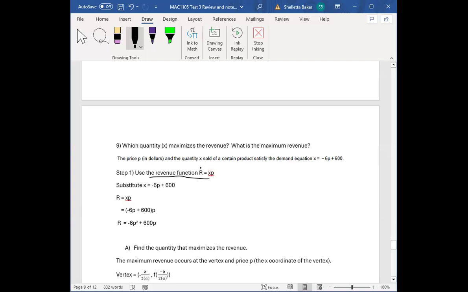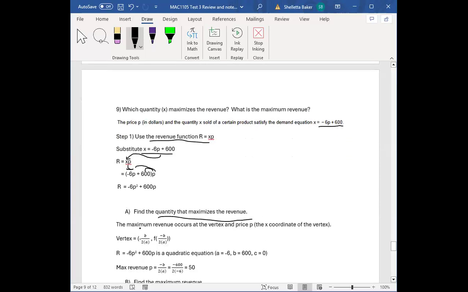When we're converting that revenue function, R, it equals x times p. Here's our value for x, negative 6p plus 600. We're given that value, so we will substitute this expression for x back into our revenue function. Right here where x is, we substitute negative 6p plus 600, which means we have to distribute. So we distribute p times both those terms in parentheses. We get R equals negative 6p squared plus 600p. And this is our function we want to work with to help us find that maximum revenue.